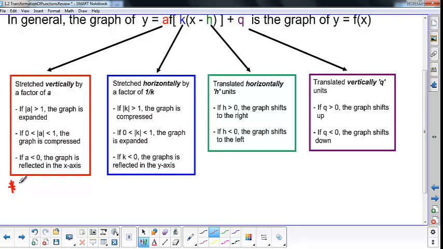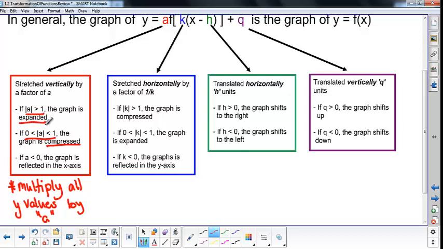What a does is you multiply all of your y values by your a value, and that will give you your vertical stretch or compression. Remember that if a is a number between 0 and 1, your graph gets vertically compressed. If your a is bigger than 1, then you get a vertical stretch. And if your a is negative, then that's basically a reflection in your x-axis.